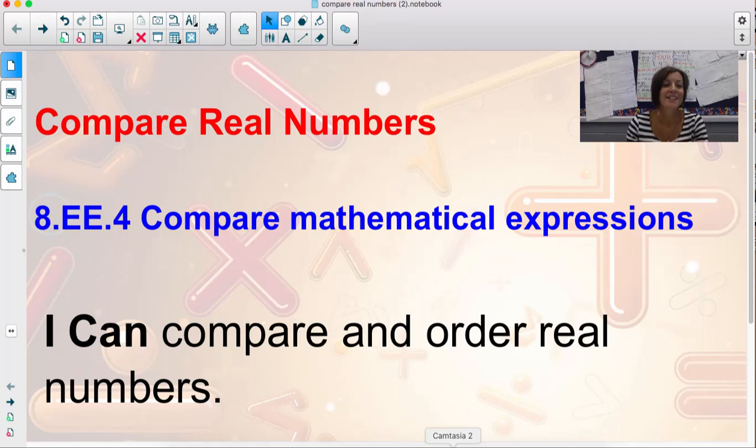Welcome back. Tonight's video is comparing real numbers. Our standard is 8EE4, compare mathematical expressions. Can we change our essential question to how can I compare and order real numbers? Once you got that down, you can unpause your video and we'll get started.